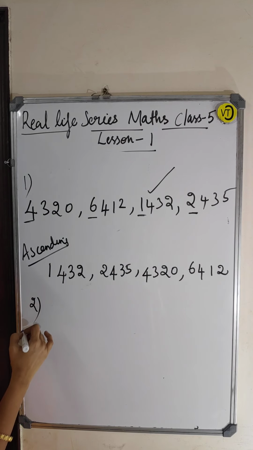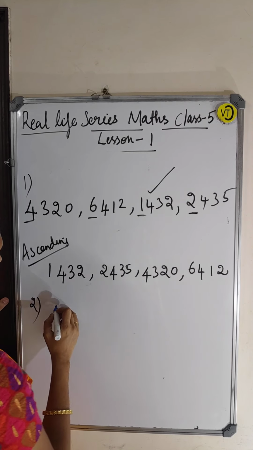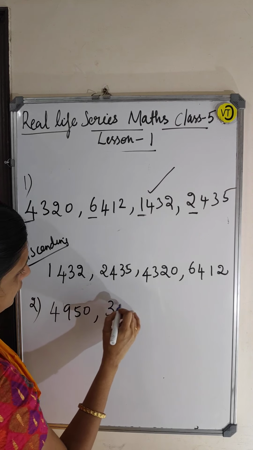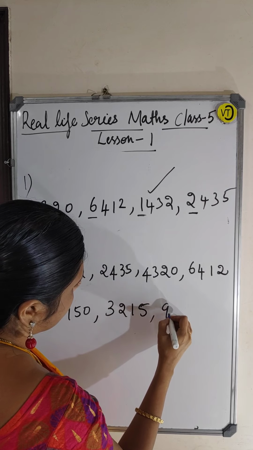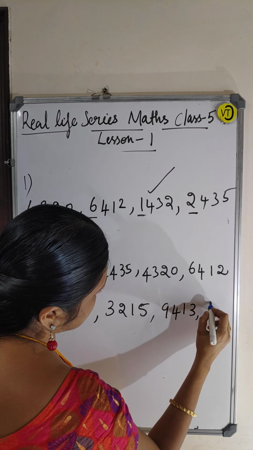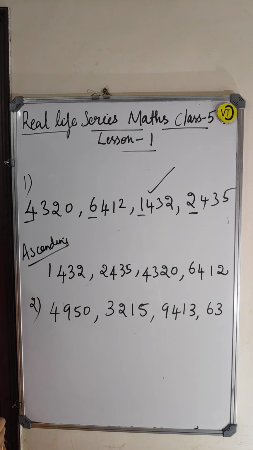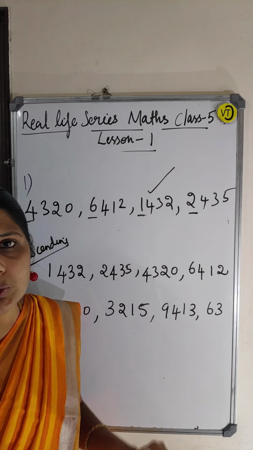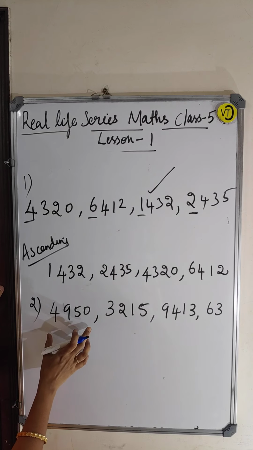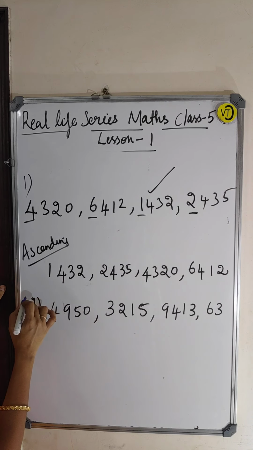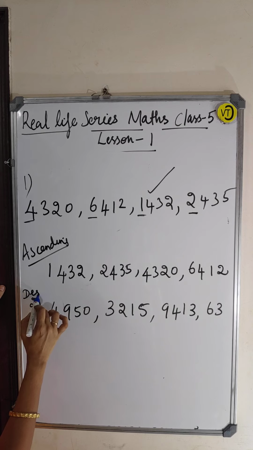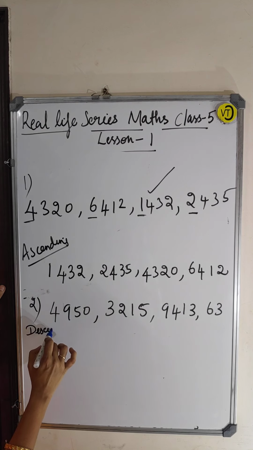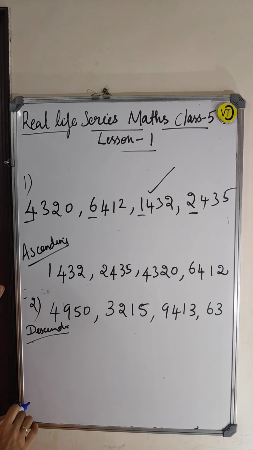And one more sum, in descending order, I will tell you. 4950, 3215, 9413, 63. Okay. So here 4 digits, 4 digits, 4 digits and this is 2 digits. So we have to compare. Descending order I am going to do now. Here I will write. Descending order, how can you write it?